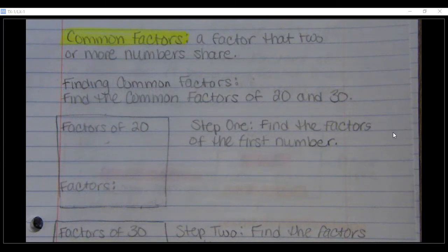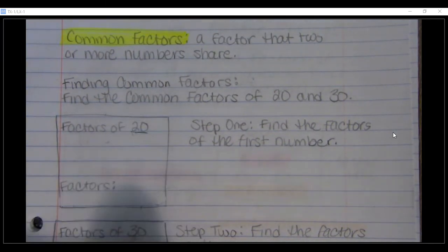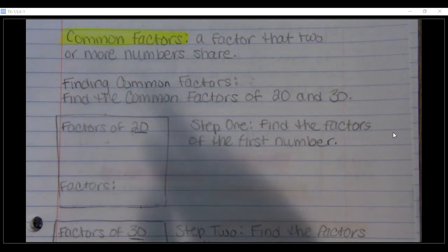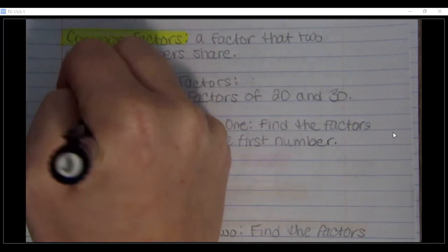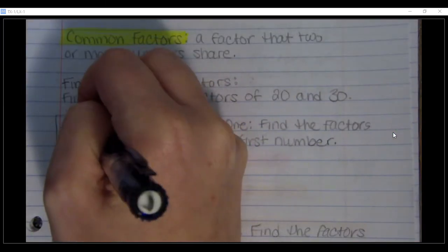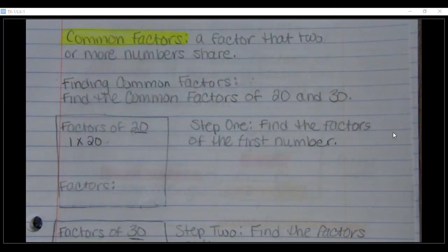So now we're kind of rewinding. We need to find factors. That is finding numbers that multiply into the numbers that we're trying to find. I'm going to start with 20. I'm going to start with my 1 and the number itself, so 1 and 20, because those are always going to be factors of the number.